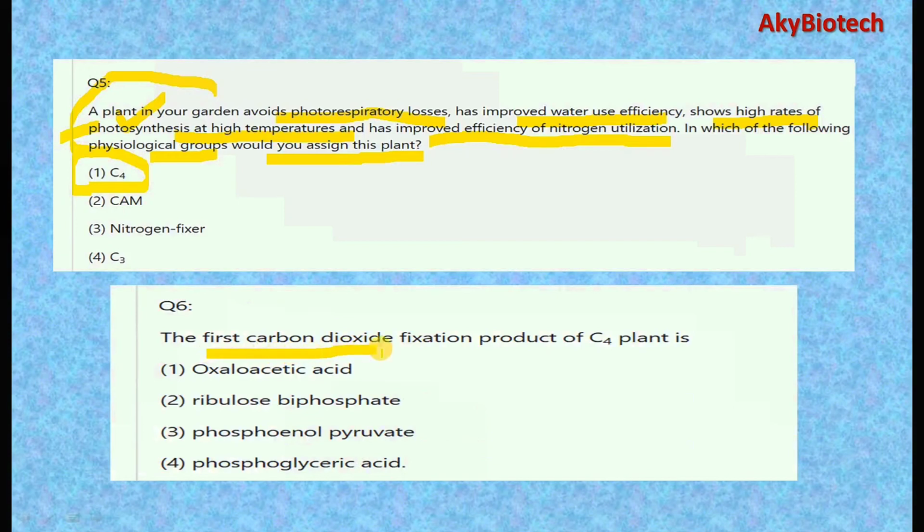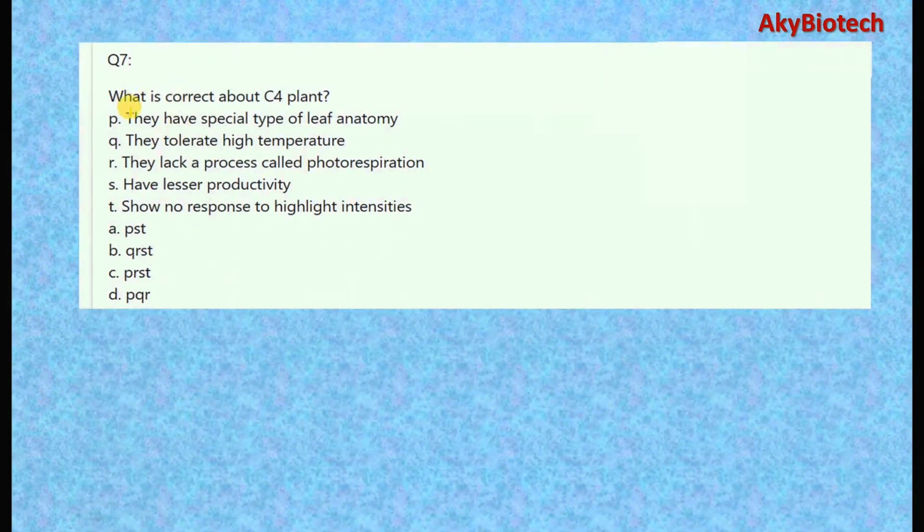Then number 6 question. The first carbon dioxide fixation product of C4 plant is, so the correct answer is the oxaloacetic acid. Then number 7. What is correct about C4 plant? So the correct is, they have a special type of leaf anatomy. This is the correct statement.